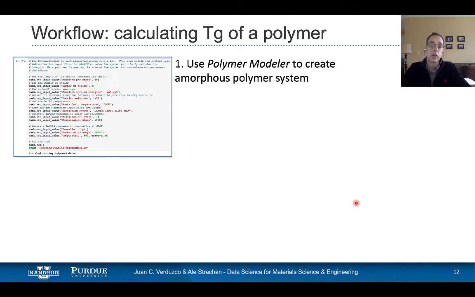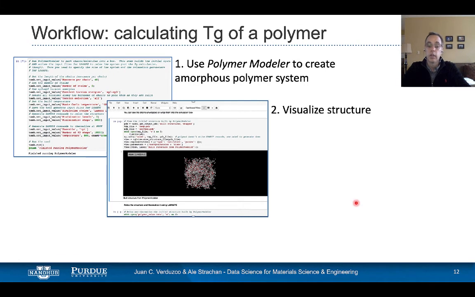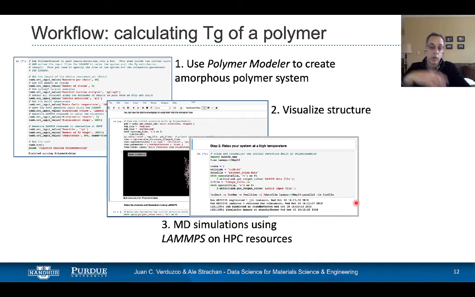You start by selecting a monomer, use a tool called Polymer Modeler to build a polymer chain and pack it into a simulation box. You can visualize the structure right there in Jupyter. And then you launch a molecular dynamics simulation using a code called LAMMPS to run a simulation with this model that you just created and move all the atoms. To extract the glass transition temperature, we run a simulation where we start at high temperature and cool down the system across the glass transition temperature.